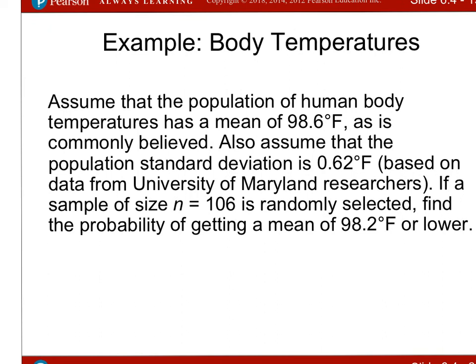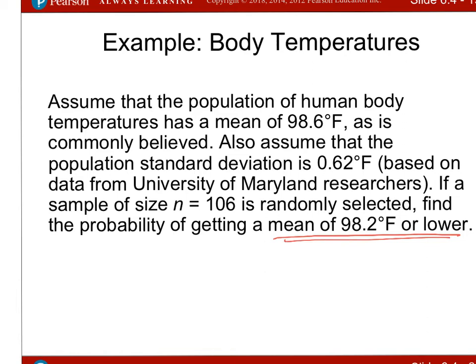So let me show you an example here. Assume that the population human body temperature has a mean of 98.6, as is commonly believed. Also assume that the standard deviation of that temperature is 0.62, and we're dealing with samples of size 106, and we randomly select that many people. The question is, find the probability of getting a mean of 98.2 or lower. All right?